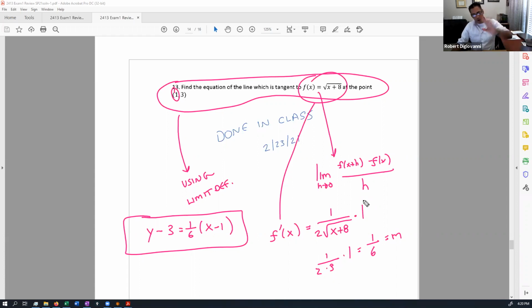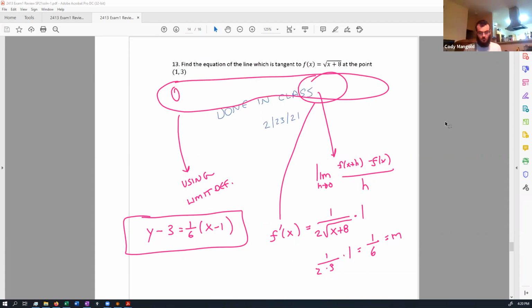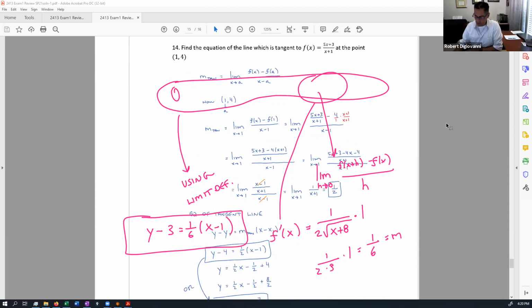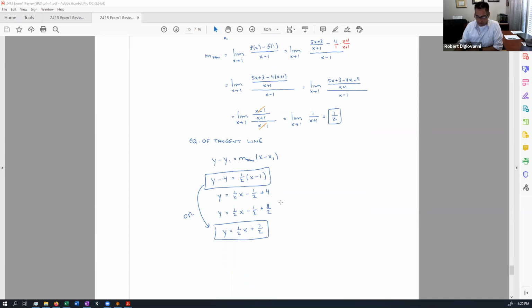Okay, that was the first part I wanted to clarify, is that I will expect that. And on the next problem, you'll see I did work this one out. Find the equation of the line which is tangent to this curve at this point. And I went through and worked out. I used this limit definition, but you could have used either one. You could have done it with the h goes to 0 or the x goes to a. You should get the same result. So that's the work for that, and here's the equation.